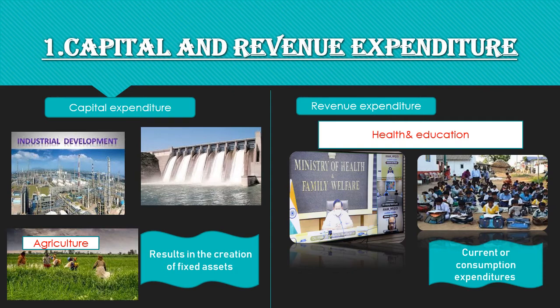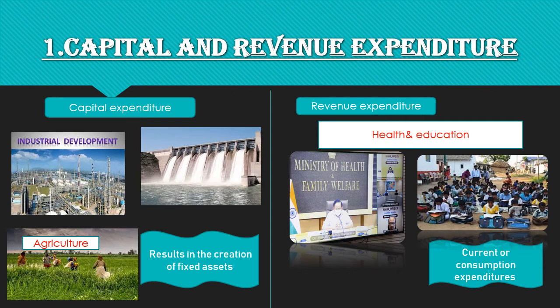In this case, the government is not getting the profit immediately. They are spending the money on huge projects. It means it will take a lot of time to complete as well, so they will need time to create the profit. So this is known as capital expenditure, which creates assets in the country.